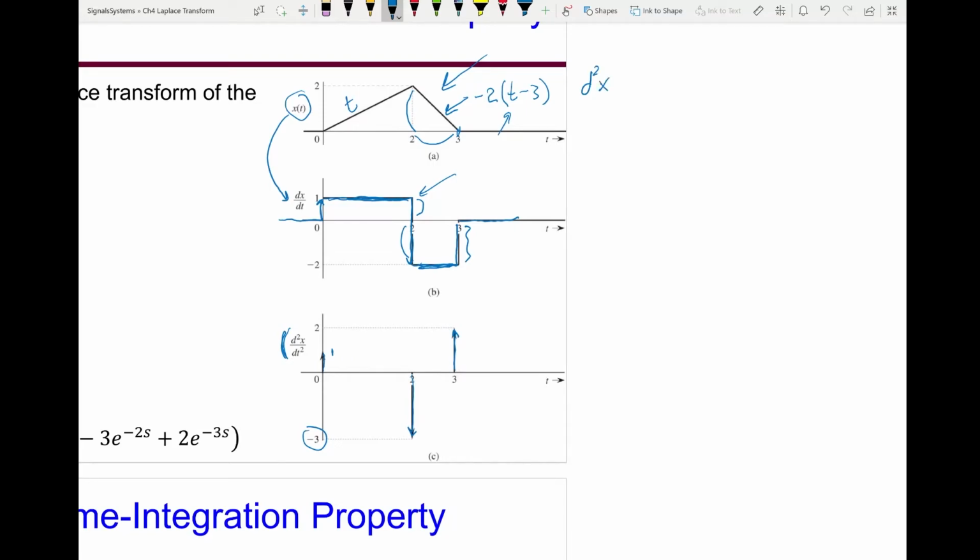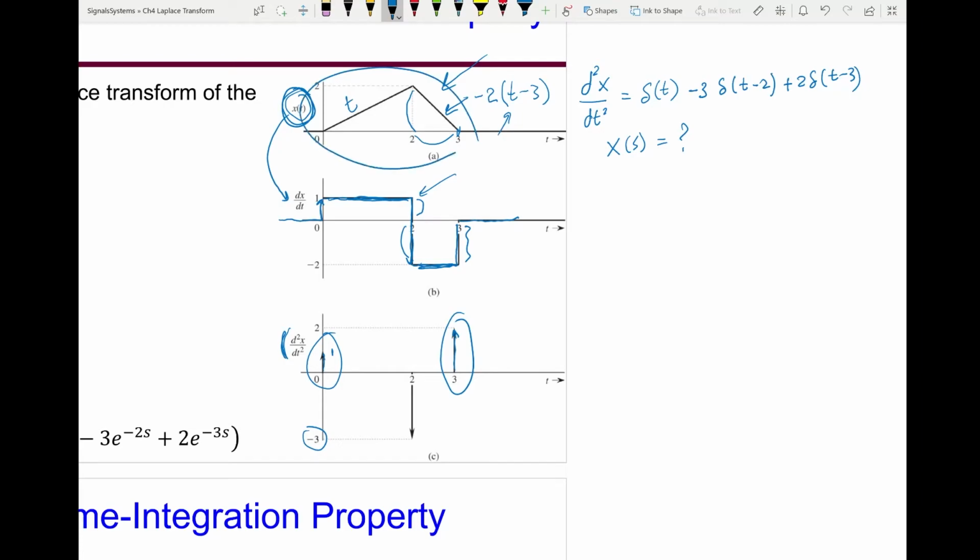d square x dt square equals this impulse, plus this impulse at 2 with amplitude minus 3, that's minus 3 at t minus 2, plus this impulse of strength 2 at t minus 3. But the question was, find the Laplace transform of x of t. I need to find x of s, the Laplace transform of this function. Well, now I can use the derivative property.